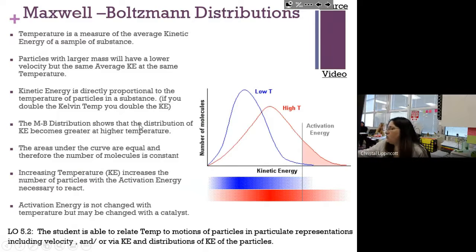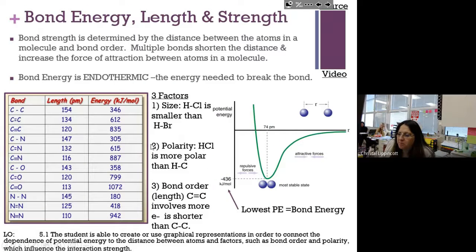Maxwell-Boltzmann distribution, you will see at least one of those on your test. I would almost put money on it. Temperature is a measure of the average kinetic energy of a subsample of substance. Remember that if you have something at a lower temperature, you've got less average kinetic energy across the board. All right, this is another graph. You guys saw one of these when you were working with your graphing activity.